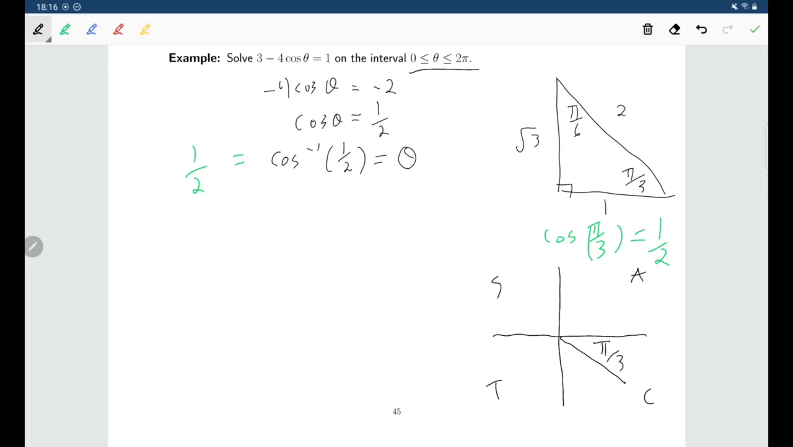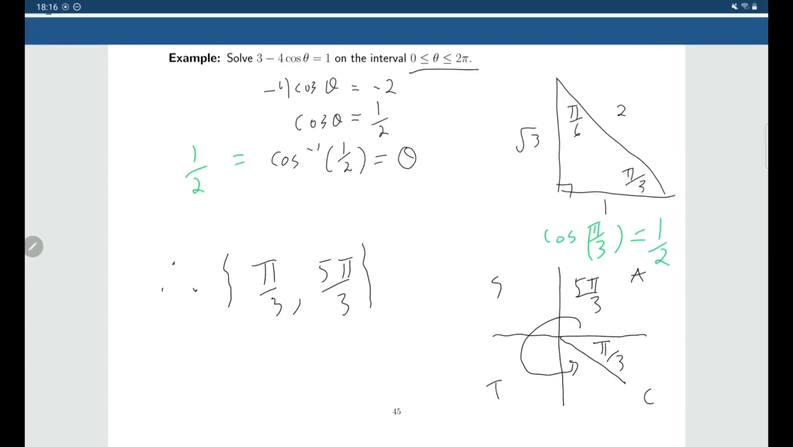So if we look at the angle that's got the reference angle of pi over 3 in quadrant 4, that would be the angle 5 pi over 3, that also has a value of a half for cosine. Cosine of pi over 3 and cosine of 5 pi over 3, they both have a value of a half. So our solutions here would be pi over 3 and 5 pi over 3.